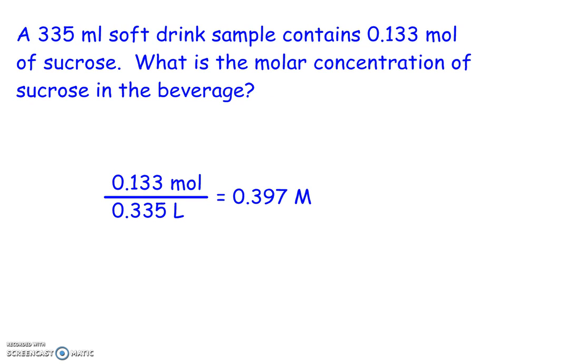A 335 milliliter soft drink sample contains 0.133 moles of sucrose. What is the molar concentration of sucrose in the beverage? Well, the formula for molarity is moles of solute, 0.133, divided by liters of solution. Here we have 335 milliliters, so we do need to convert that to liters first. So 335 milliliters is 0.335 liters, and then when we divide, we get 0.397 molar.